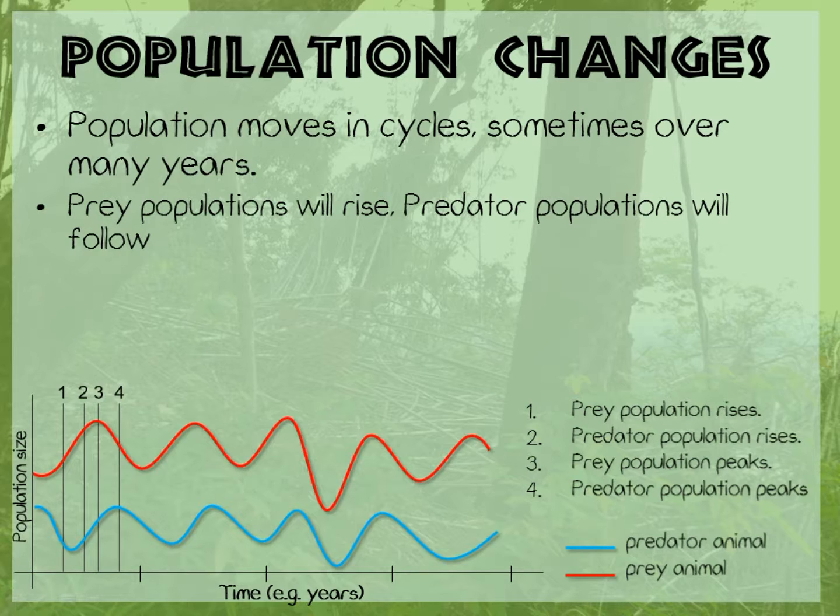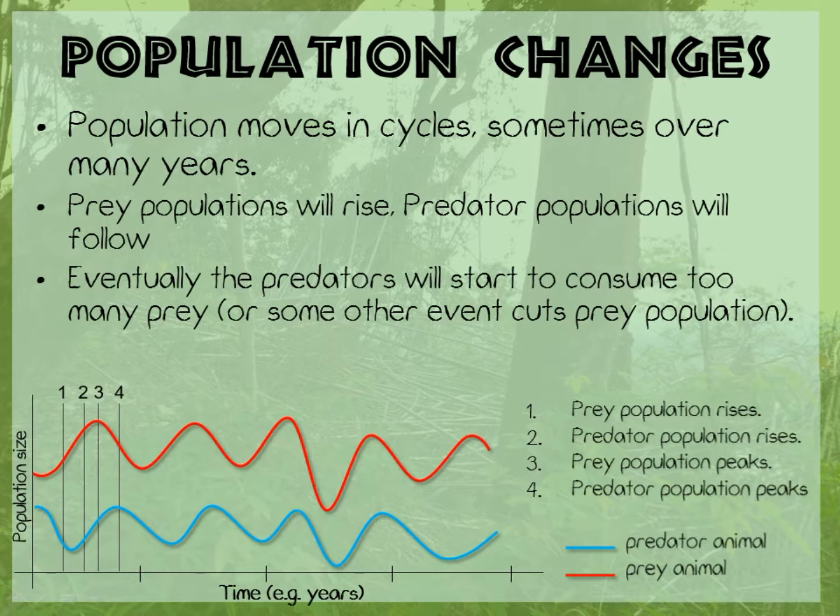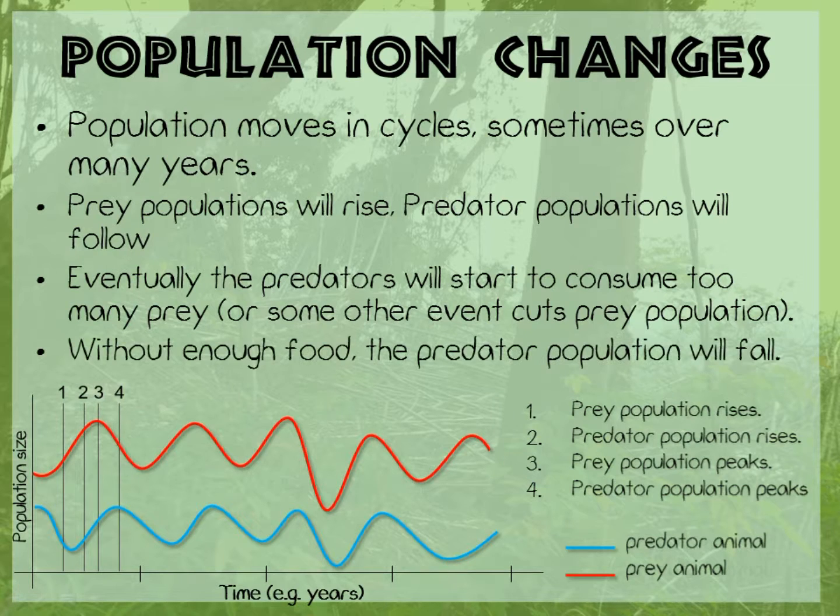So, why does the predator population follow the prey population? Well, until there are more prey animals, there is not enough food for there to be more predator animals, and so that's why you can't have more predator animals before you have more prey animals. But eventually, with more predator animals, they will start to consume too many prey, or perhaps some other event will cut the prey population. In any case, without enough food, the predator population will then begin to fall.